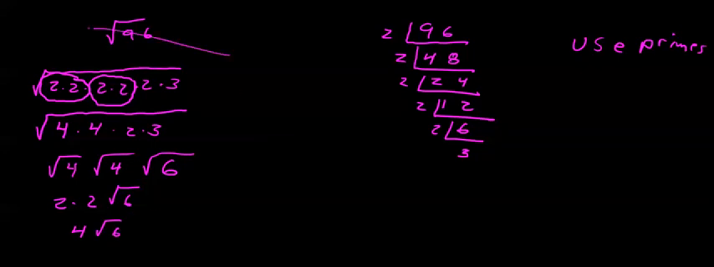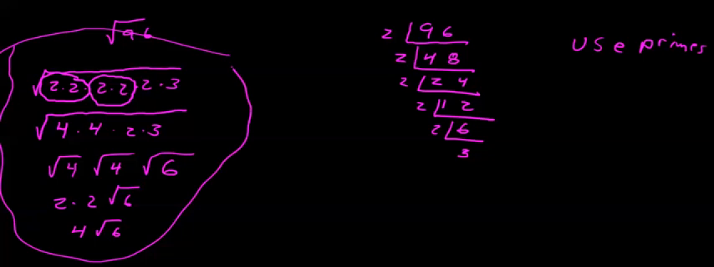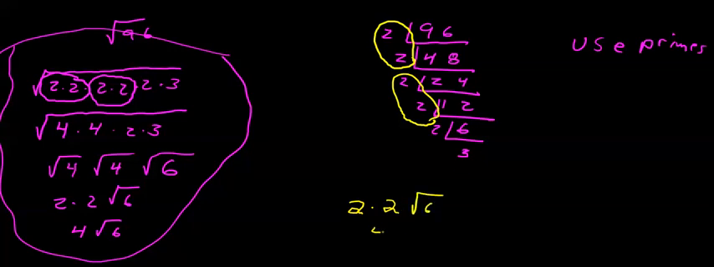Now, you can do all this, but you don't need to. The way you should be doing it is circling pairs. We're going to look for pairs. 2 times 2 is 4. Square root of 4 is 2. I have another pair. 2 times 2 is 4. Square root of 4 is 2. And then I have the square root of 6, or 4 square root of 6.